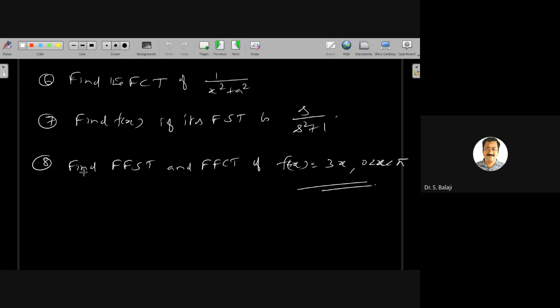Eighth problem, last one. Find the Fourier sine transform (FFST) and the Fourier cosine transform (FFCT) of f(x) = 3x for 0 < x < pi.